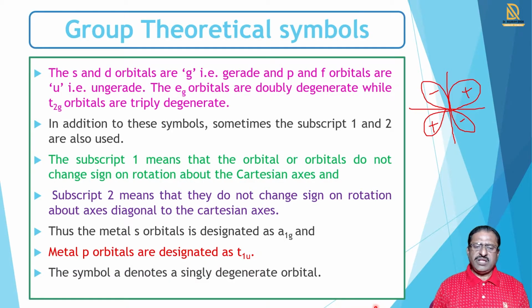So the metal s orbital is designated as A1g. The metal p orbitals are designated as T1u. That T1u means triply degenerate and it is the unsymmetrical or ungerade orbitals.